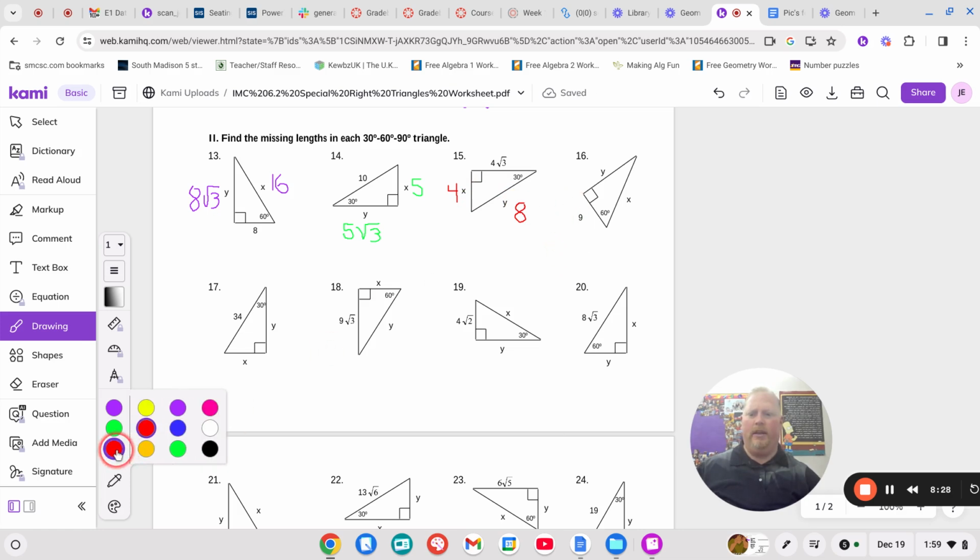Number 16 is going to be another quick problem. The short leg is 9. That makes the hypotenuse 18. The short leg is 9. That makes the long leg 9 square root of 3. Number 17, the hypotenuse is 34. So you cut that in half to get the short leg, and you get 17, which then makes the long leg 17 square root of 3.